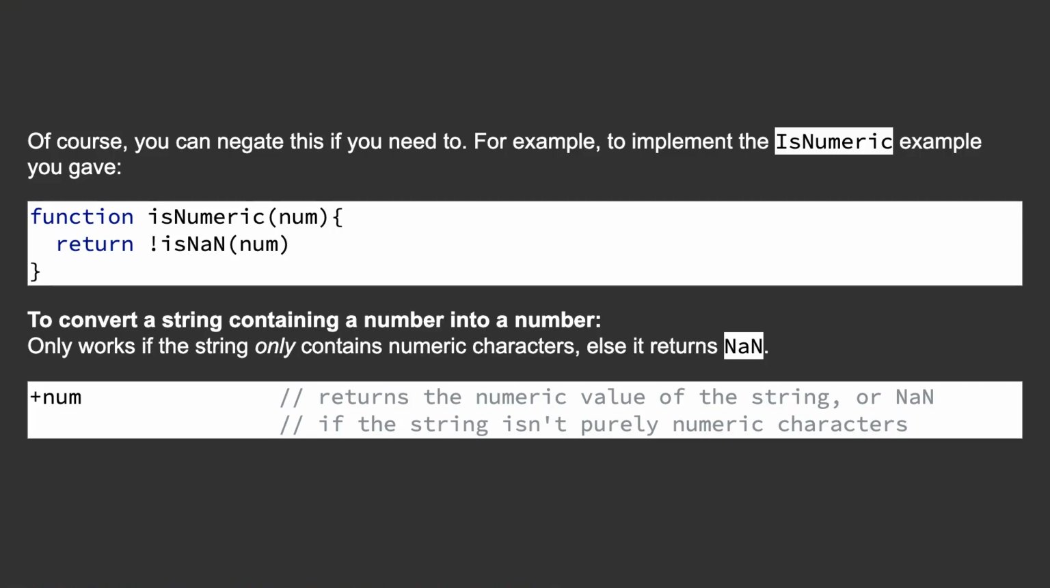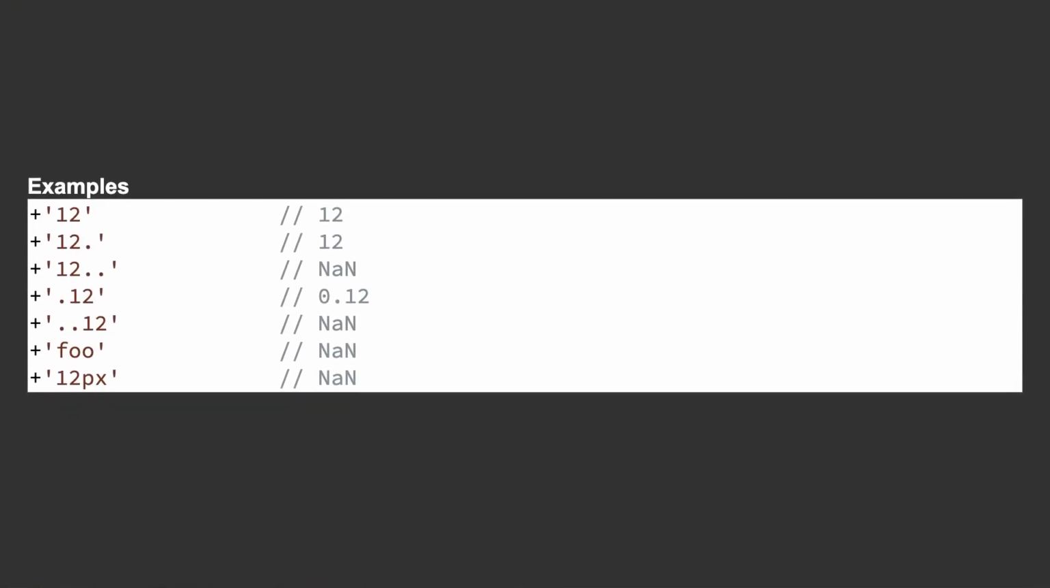To convert a string containing a number into a number, use +num. It only works if the string contains only numeric characters, else it returns NaN. Examples.